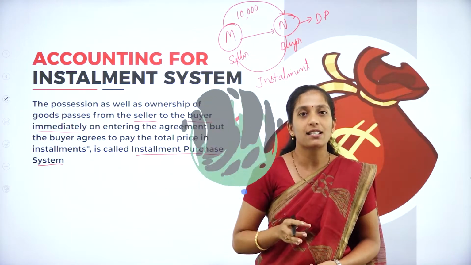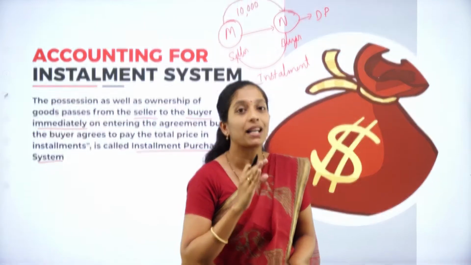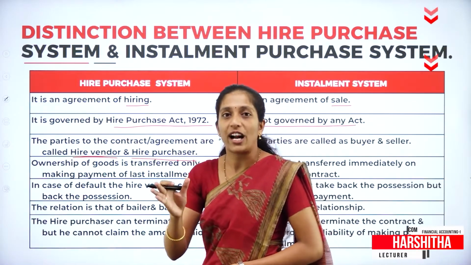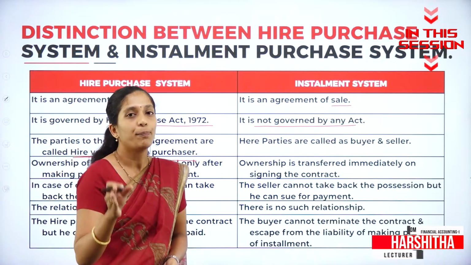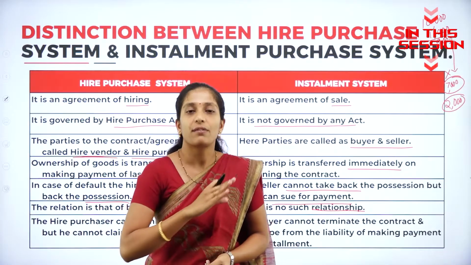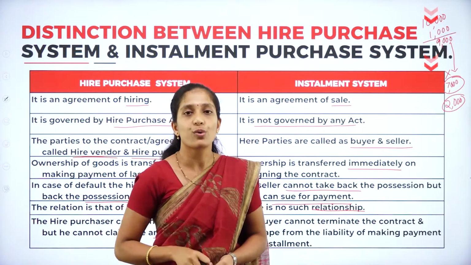Whereas in hire purchase system, ownership will transfer only after the payment of last installment. And in a hire purchase system, there are two parties, hire vendor or hire seller as well as hire purchaser. Here the hire purchaser will not get the amount paid. At the same time, he will not get the goods also.